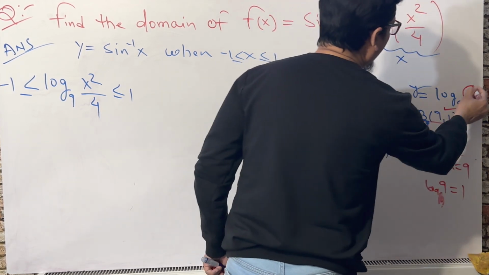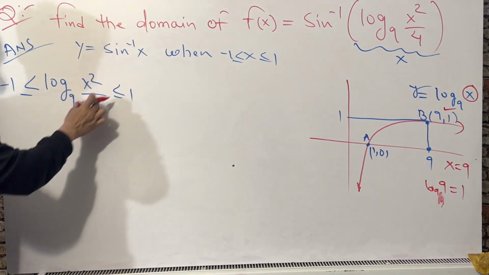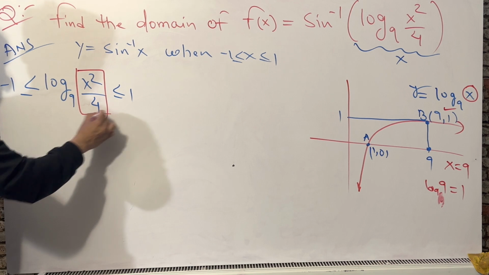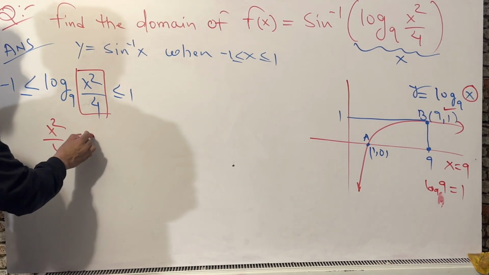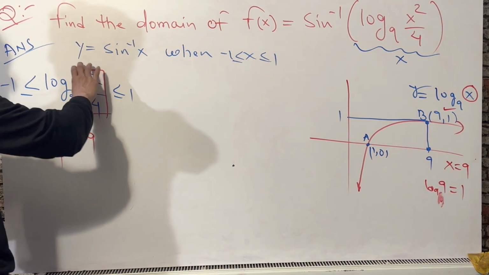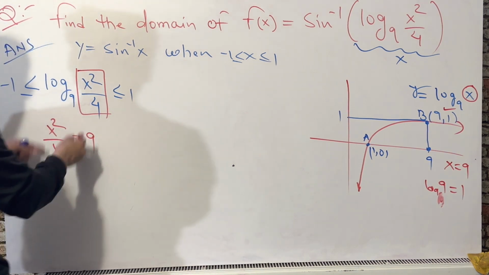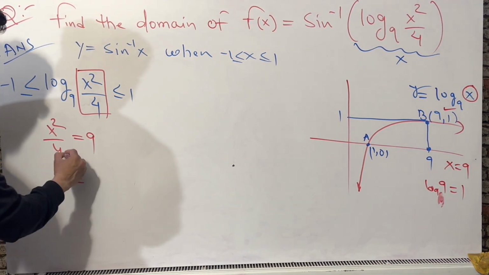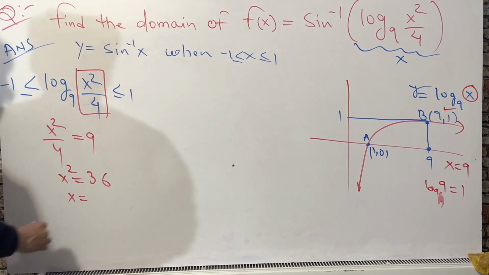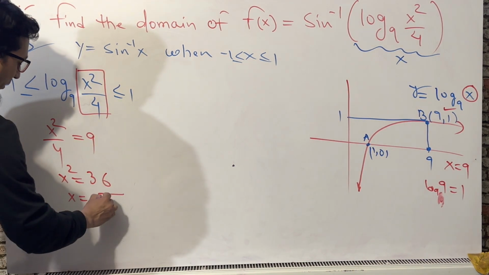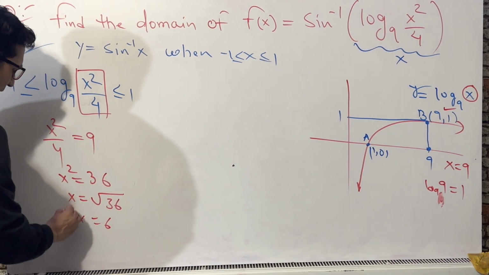So this x is equal to 9. So here what is my x? You can say my x is this one, right? So we can say when x squared divided by 4 equals 9, the whole thing, log base 9, is 1. Now you can solve this question. So x squared is equal to 4 multiplied by 9, 36. So x is equal to the square root of 36. We are going to take the positive value only, okay? x is equal to 6.